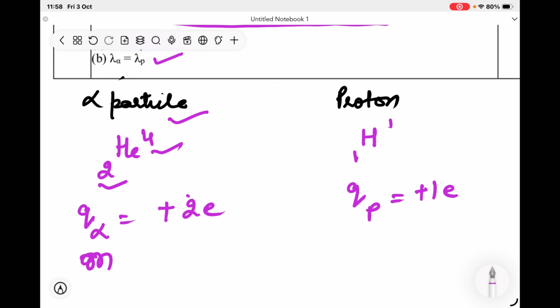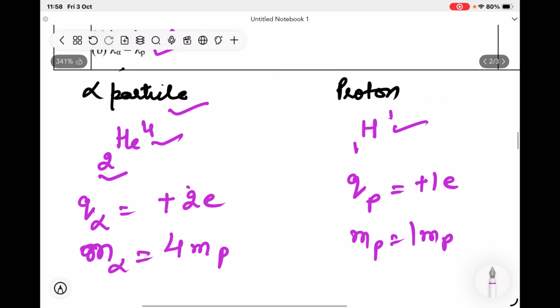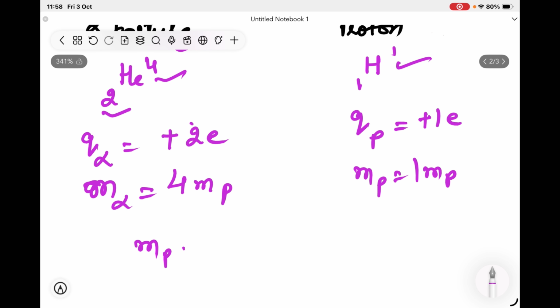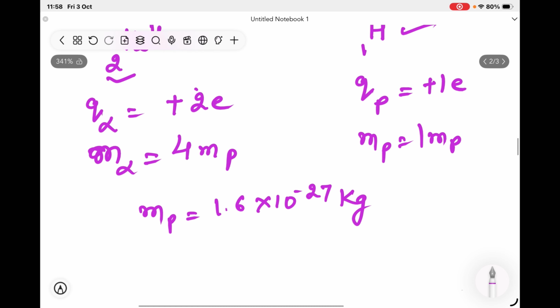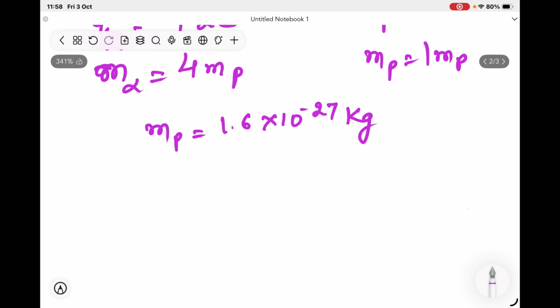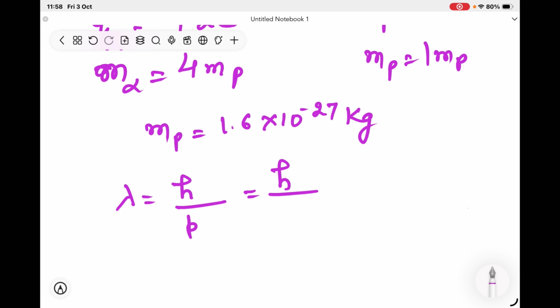So the mass of the alpha particle is 4 times the mass of proton, 4 mp, and the mass of proton is 1 mp only. And if needed, the value of the mass of proton will be substituted, which is equal to 1.6 into 10 to the power minus 27 kg. Then coming to what will be used here, because it is a question related to lambda, you can pick up lambda equals h by p, where p is momentum, and momentum is further opened as mv. So this is de Broglie's equation.